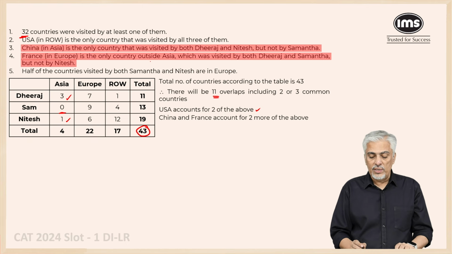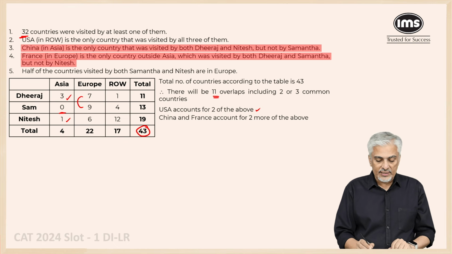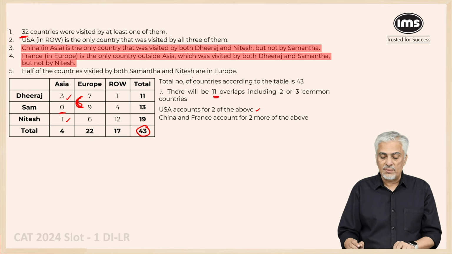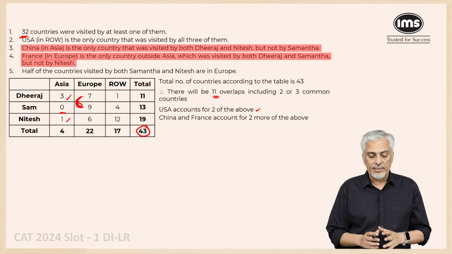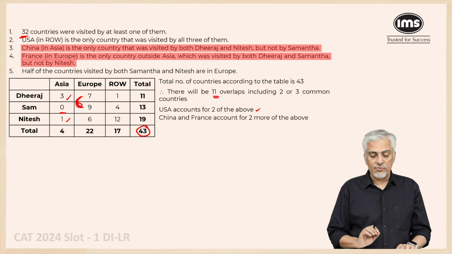France in Europe is the only country outside Asia which was visited by both Dheeraj and Samantha. So Dheeraj and Samantha have visited only 1 country in common. So between Dheeraj and Samantha, they have only 1 country, which means between Nitesh and Samantha, they have more countries, right? Between Nitesh and Samantha, they have more common countries. That is what we have to figure out. Now pay attention very carefully.